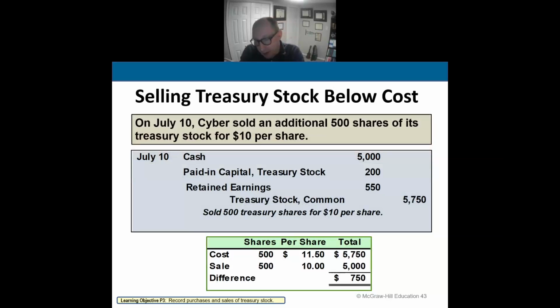Sometimes a company might decide to sell their treasury stock below what they repurchased it at. Yeah, that happens from time to time too. And again, a lot of the times these decisions are based off of the company's need for cash. So in this example, we debit cash, debit paid in capital treasury stock, retained earnings, and we credit treasury stock. And the reason for this is when it's below value, it's a debit, not a credit. It's kind of representing the loss, if you will.